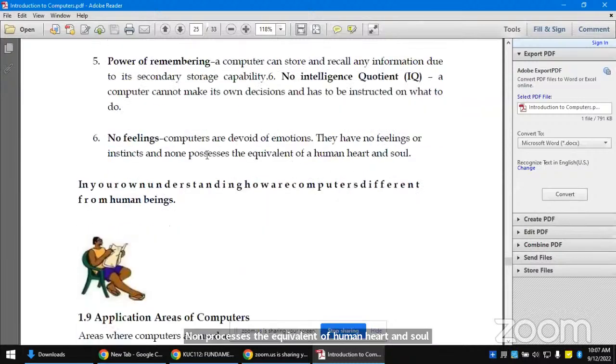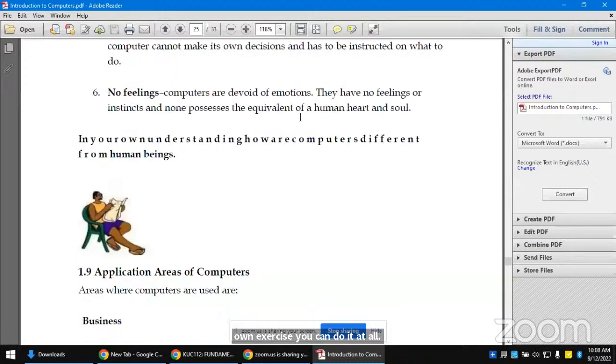For example, I'm now giving you an exercise to answer in your own words, in your own understanding: how are computers different from humans? Kindly do this exercise on your own. You can do it at home.